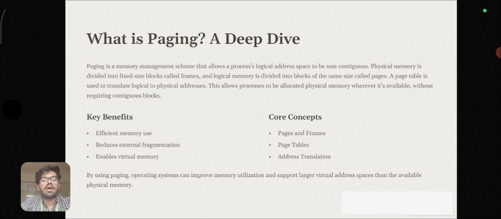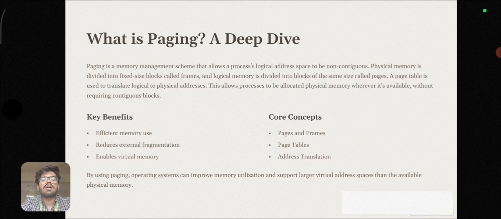Next, what is paging? A deep dive. Paging is a memory management scheme that allows a process's logical address space to be non-contiguous. Physical memory is divided into fixed-size blocks called frames, and logical memory is divided into blocks of the same size called pages. A page table is used to translate logical to physical addresses. This allows a process to be allocated physical memory wherever it's available without requiring a contiguous block.